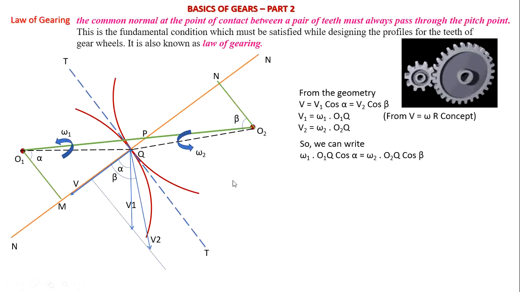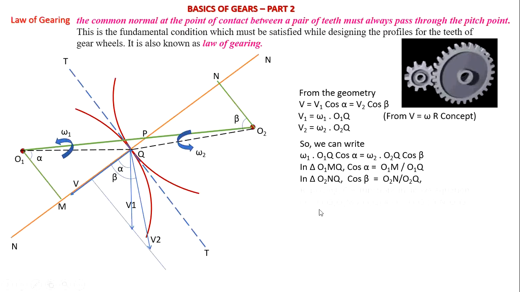Now we'll determine cos alpha and cos beta in these triangles. Take triangle O1MQ. In this triangle, this angle is alpha. So cos alpha is adjacent side by hypotenuse, that will be O1M by O1Q. Similarly, if we take the triangle O2NQ, in this triangle cos beta will be equal to O2N by O2Q.